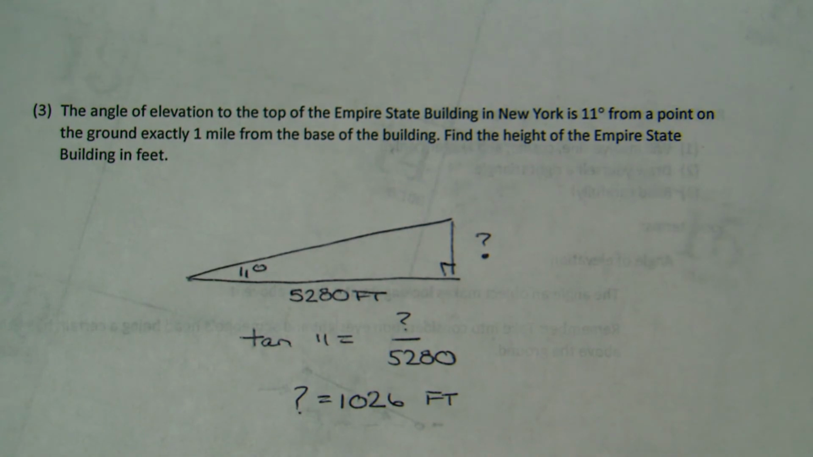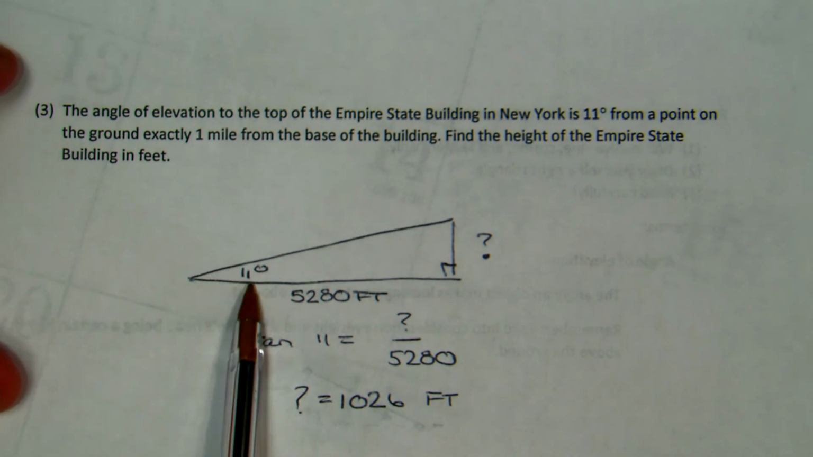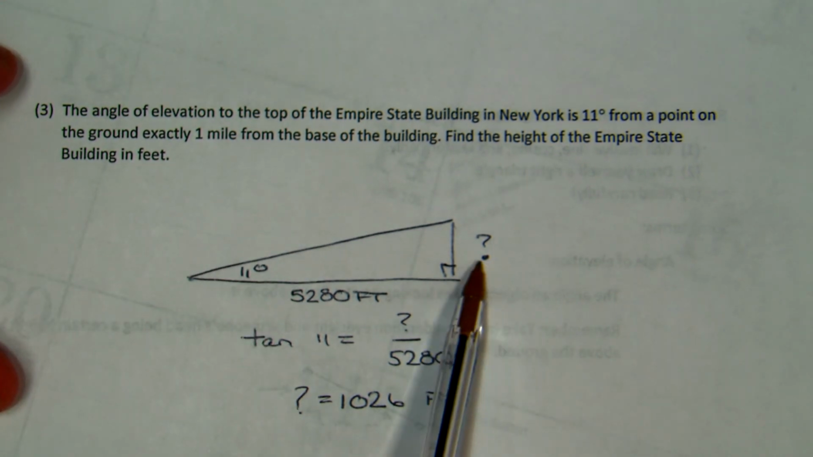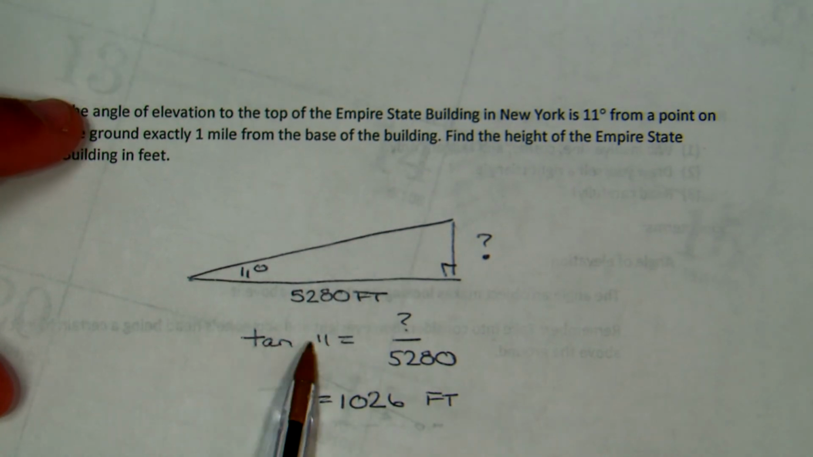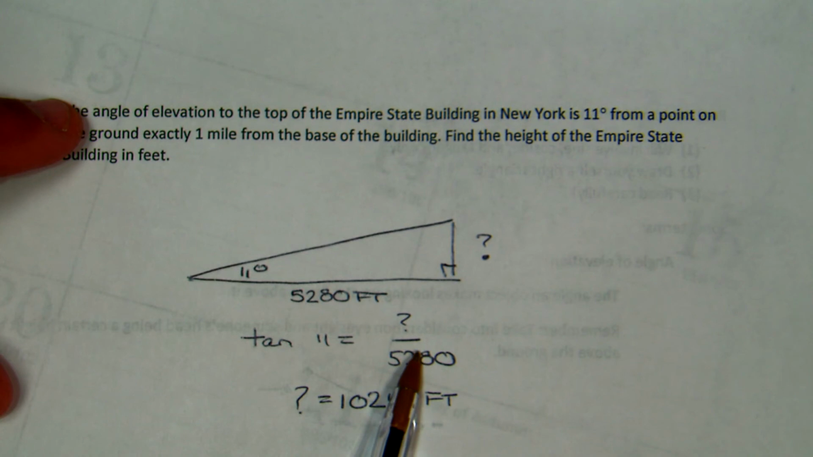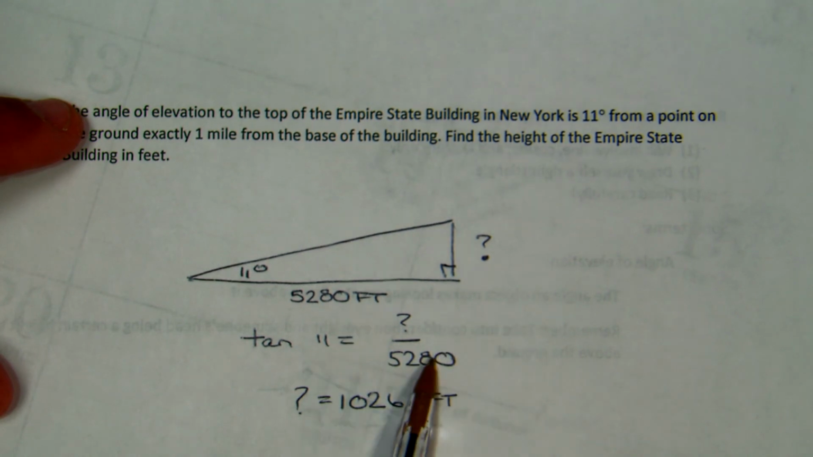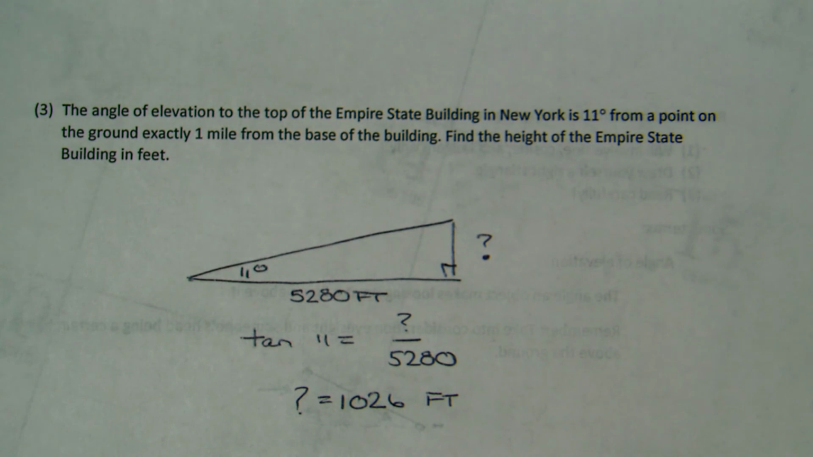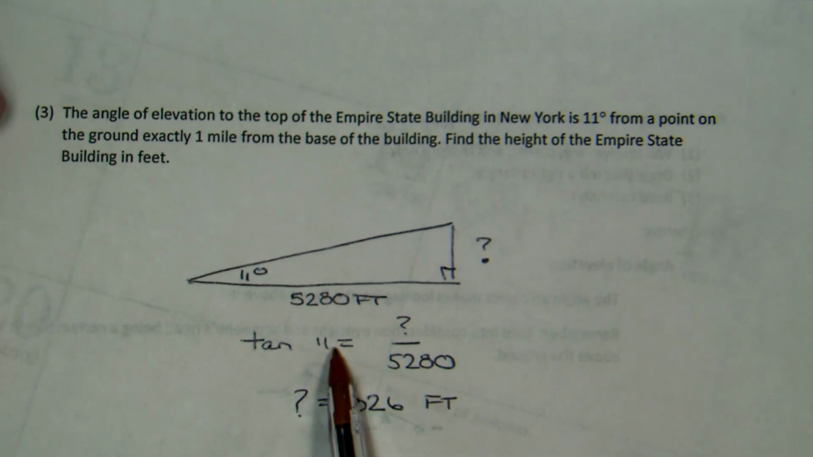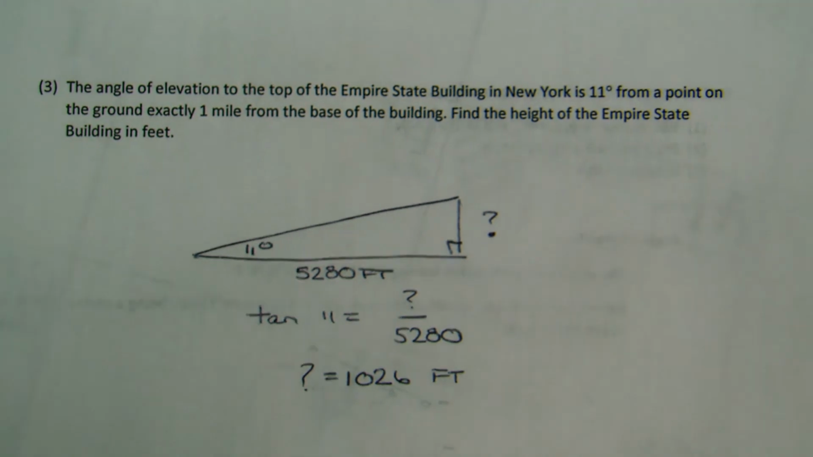You don't need to memorize that. We would give that to you on any quiz. The angle of elevation, it says, is 11 degrees. We're trying to figure out this height. Once again, hypotenuse is not involved, so we use tangent. Tangent of 11 equals question mark over 5280. So we're going to get rid of division by 5280. We're going to multiply. Remember, whenever the unknown is in the numerator, we multiply by the trig function. So we're going to do 5,280 times tangent of 11. We end up with an approximate height of 1,026 feet.